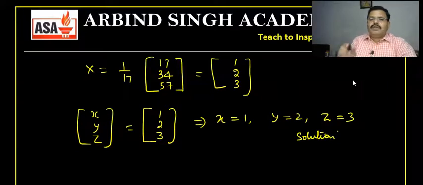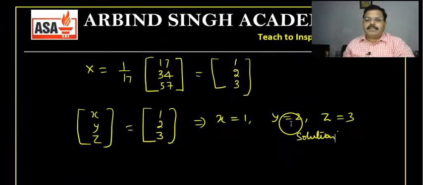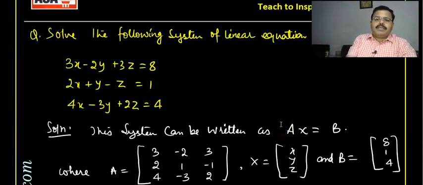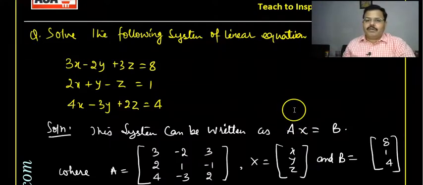This is the solution. You can check it, just for verification and satisfaction, whether x is 1, y is 2, z is 3 is correct or not. If I put x is equal to 1, then 2 times 1 is 2, y is 2, that is 2 plus 2, 4, and z is 3, so 4 minus 3 is 1. So this is an absolutely correct answer, there is no doubt about it.